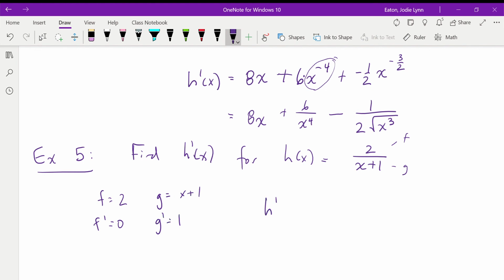So h prime of x is going to equal low d high, which is 0, minus high, 2, times d low, which is 1, square the bottom, and there you go. So this is equal to negative 2 over x plus 1 squared.